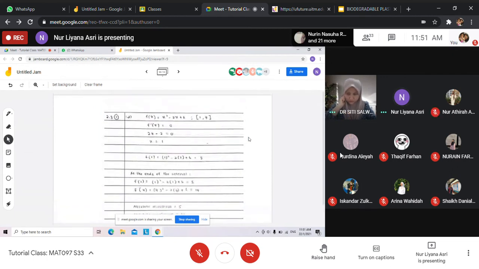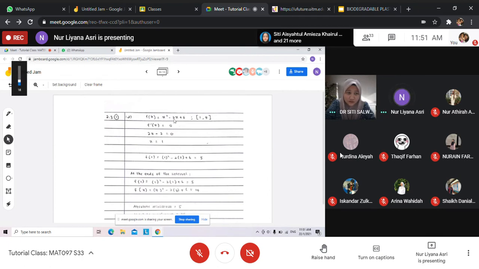So f(x) equals to x squared minus 2x plus 6. So first we need to differentiate the f(x) equals to 0. Liana, can you louder please? Suara you jauh lah. Sekejap. You kuatkan sikit you punya suara.